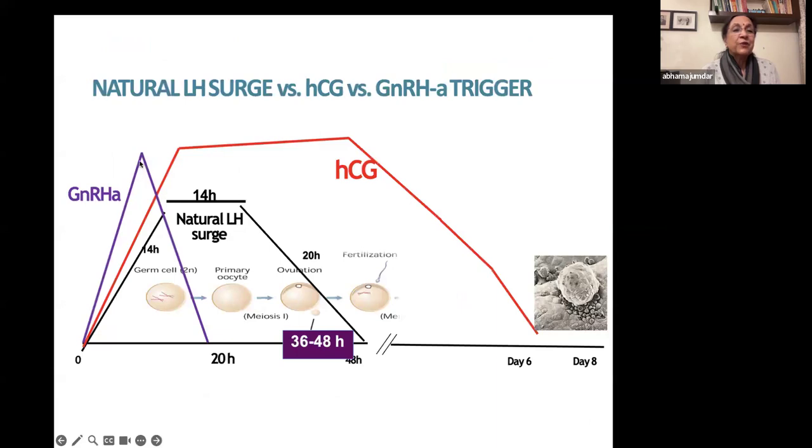It could be confusing: when you give GnRH agonist, that goes away in 20 hours, but it induces a natural LH surge, which stays there for 36 to 48 hours. And if you give GnRH agonist, it would trigger the natural LH surge. If you give HCG, then it stays for day 6 and a little beyond also, at the time when the embryo is already implanting into the endometrium and will start secreting HCG within a day only.